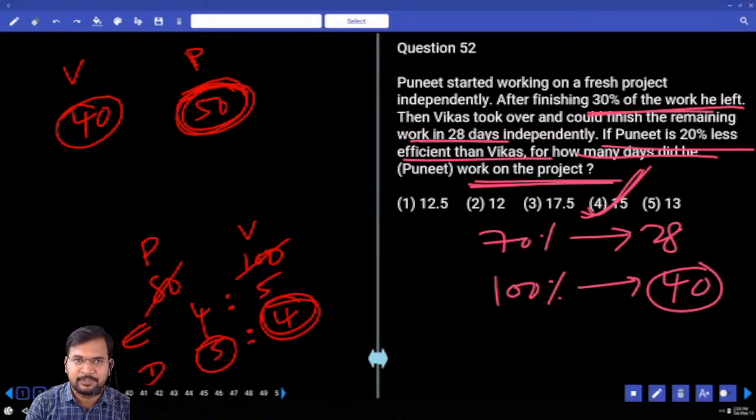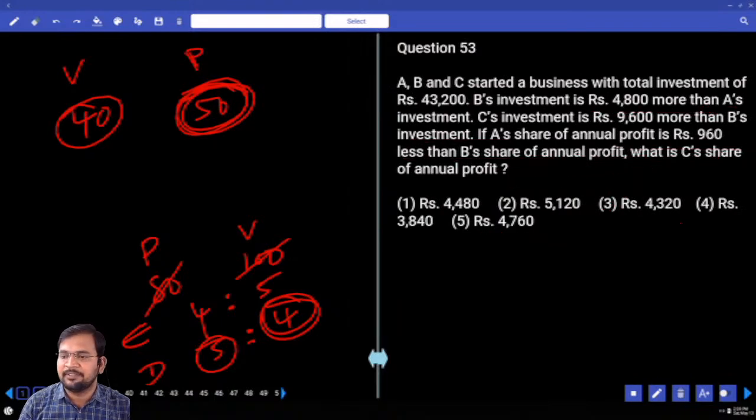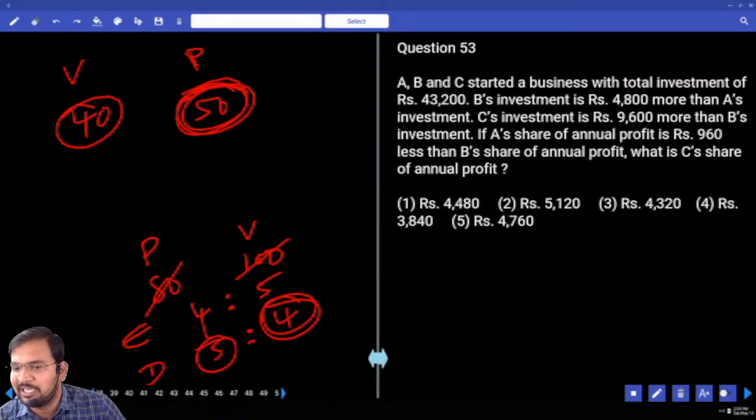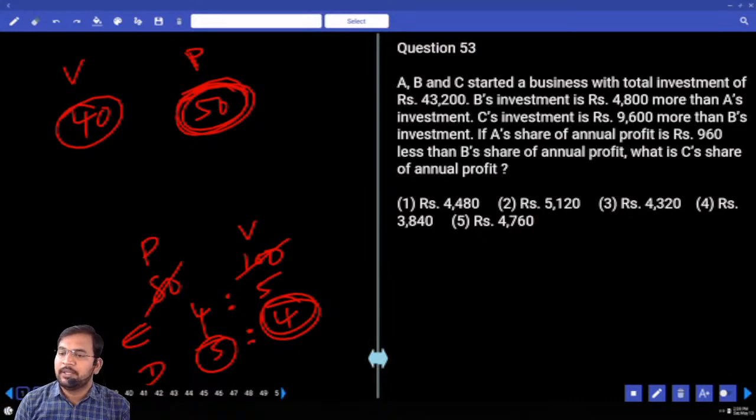Next question. Question number 53. A, B, C started a business with a total investment of 43,200. B's investment was 4,800 more than A's investment. C's investment is 9,600 more than B's investment. If A's share of annual profit is 960 less than B's share of annual profit, what is C's share in the annual profit?